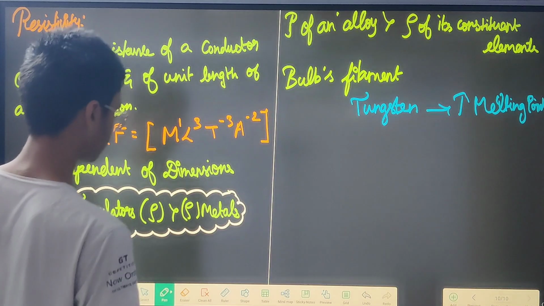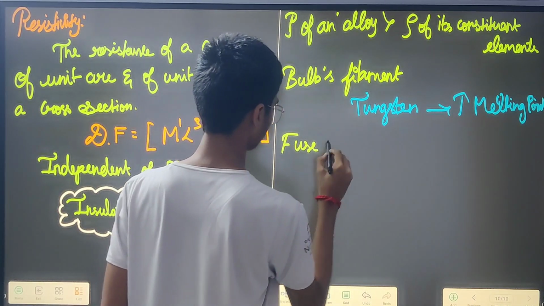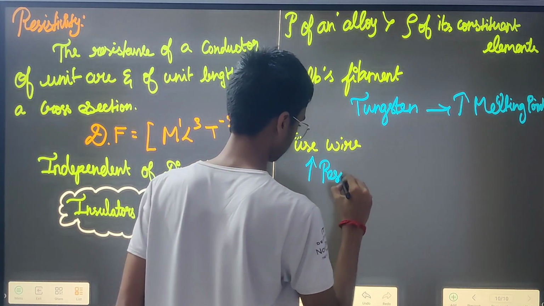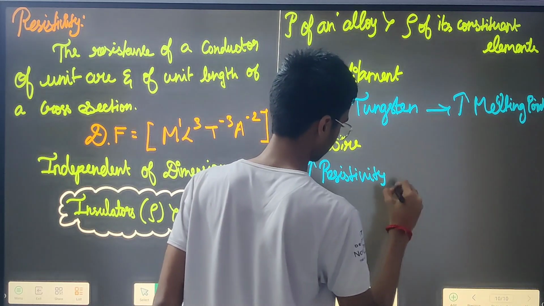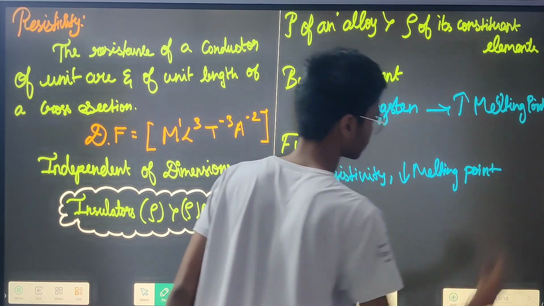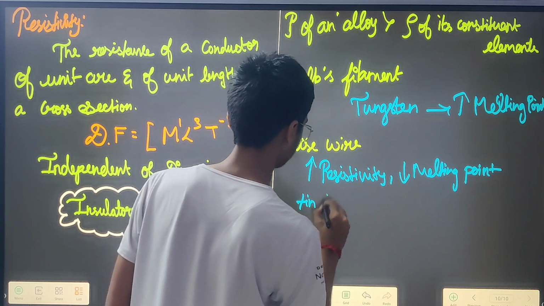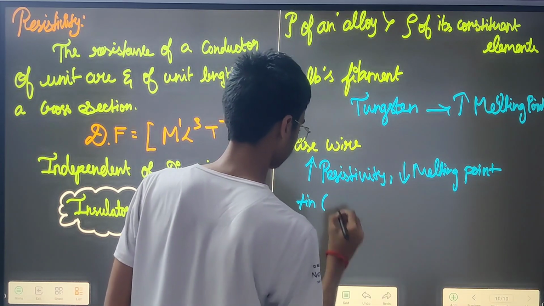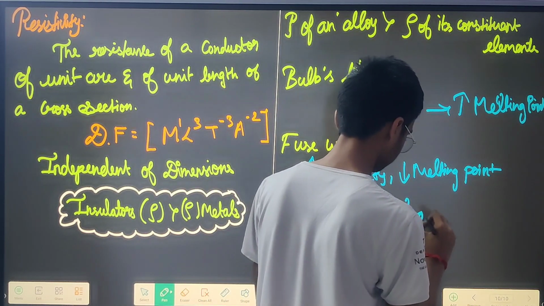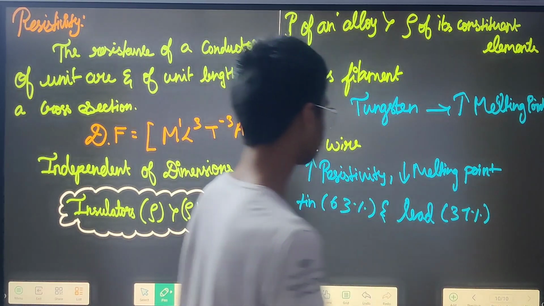Okay, then the next thing is fuse wire, which actually has high resistivity and a low melting point. Always for fuse wire this is so, and it is made up of 63% tin, and then lead 37%. Okay, lead is 37%.